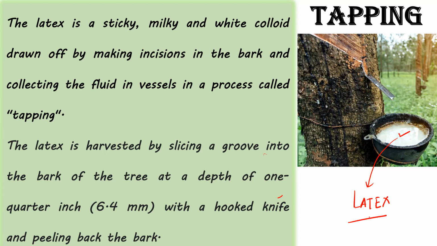The latex is a sticky, milky, and white colloid drawn off by making incisions in the bark and collecting the fluid in vessels in a process called tapping. So what is tapping? This is basically the process where a part of the bark, look here, a part of the bark is taken off. I mean, an incision is made and the sap, the fluid, comes dropping here into the vessel that is placed below the incision. The latex is harvested by slicing a groove into the bark of the tree at a depth of 1/4 of an inch. 1/4 means what? 1/4 of an inch, which is approximately 6.4 millimeters, with a hooked knife and peeling back the bark. Fine. Peeling back means what? You just take it off.